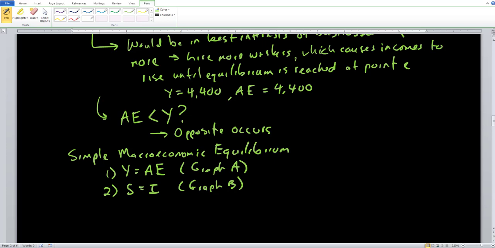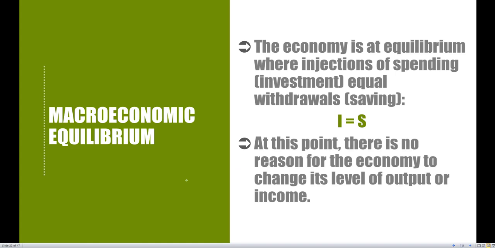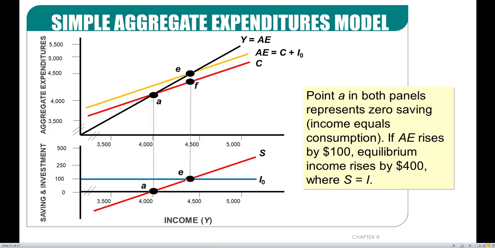So here we worked with this entire transition as we go from point A to a point above A all the way to E. The same idea holds true within graph B right here. Zero savings, but we actually have some investment now, and as we shift over from point A to point E, we notice that we're to the right of A, so therefore there are going to be positive savings. So at point E, savings equals investment as well. So that leads us to this condition for macroeconomic equilibrium: I equals S. There's no reason for the economy to change its level of output or income. Everything is going to be hunky-dory at point E right here.